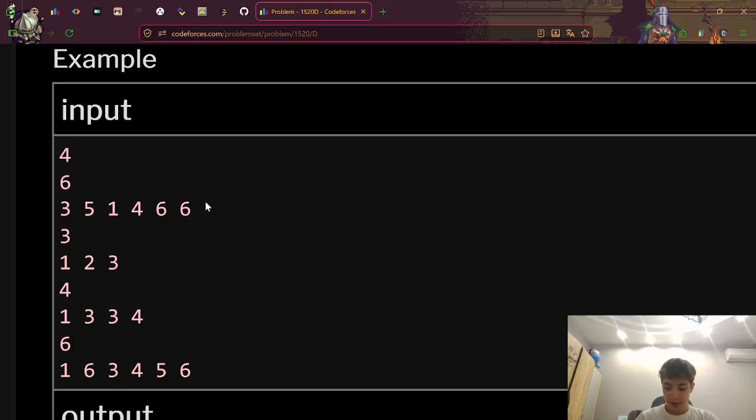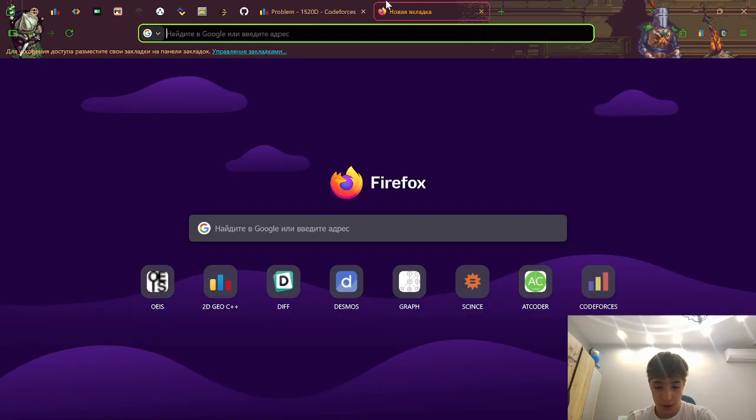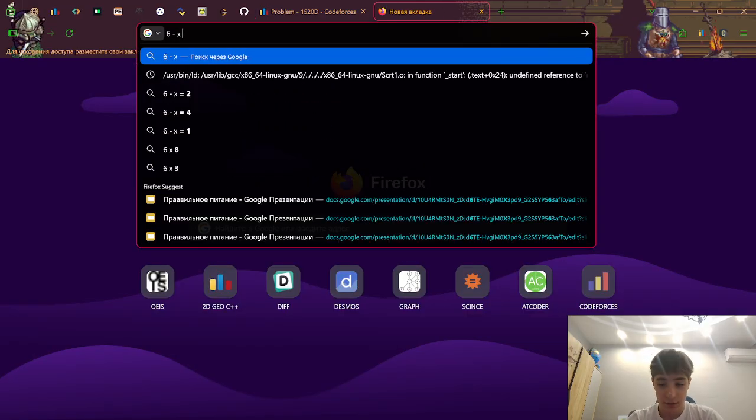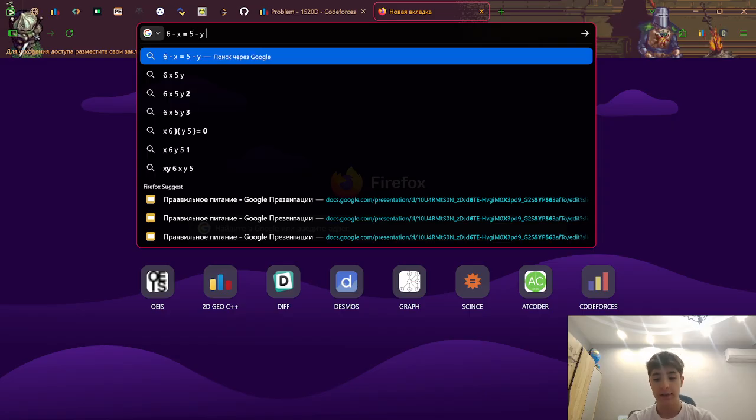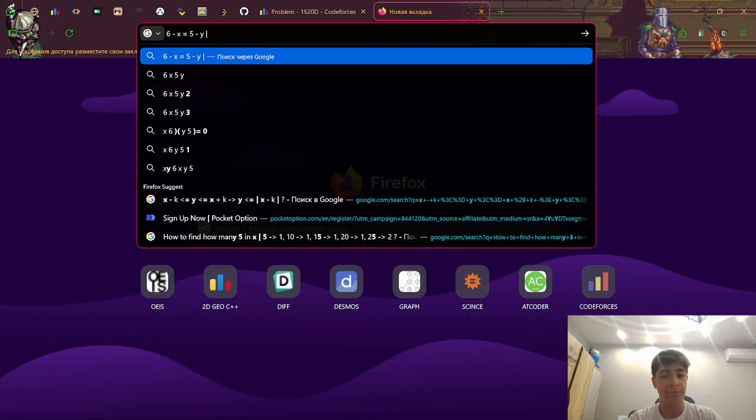For example, we have a_j as 6, and this is the fifth element. It's going to be 6 minus x equal to 5 minus y, and from there I could say that the maximum value... oh, wait a minute. If I get this condition, 6 minus x equals 5 minus y, what if I do it like this?